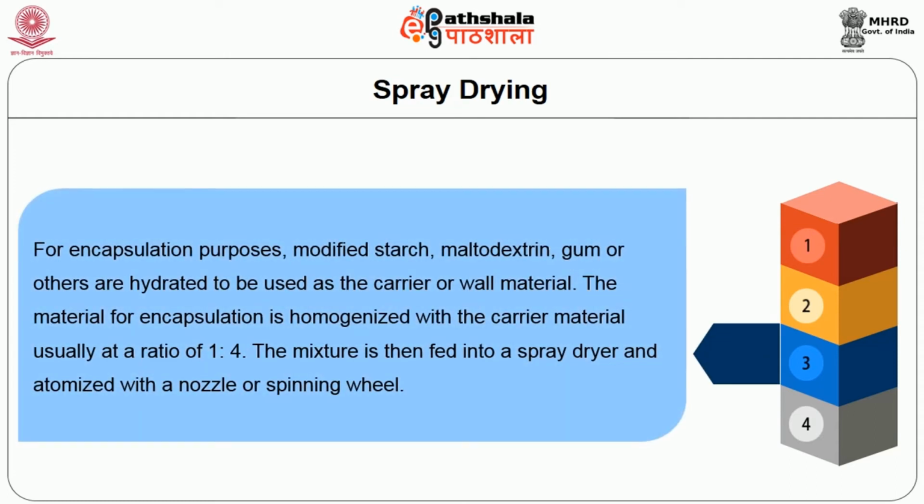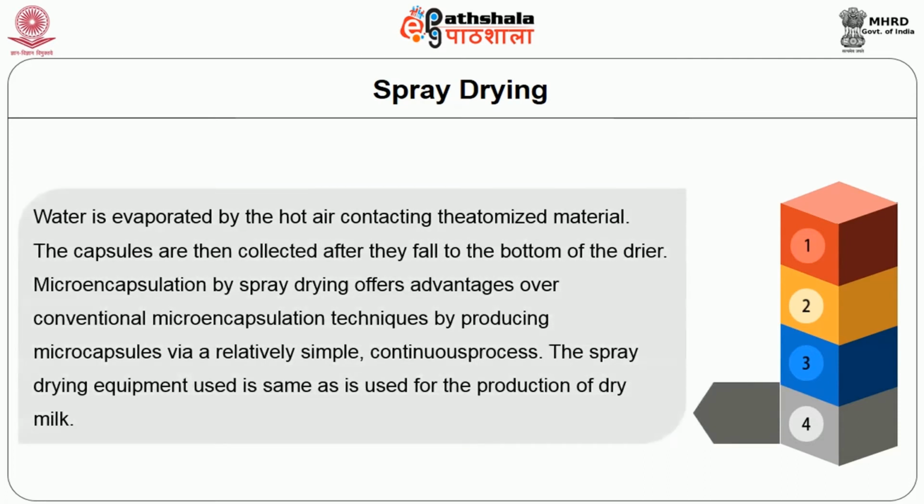For encapsulation purposes, modified starch, maltodextrin, gum, or others are hydrated to be used as a carrier or wall material. The material for encapsulation is homogenized with the carrier material, usually at a ratio of 1:4. The mixture is then fed into a spray dryer and atomized with a nozzle or spinning wheel. Water gets evaporated by the hot air contacting the atomized material. The capsules are then collected after they fall to the bottom of the dryer.